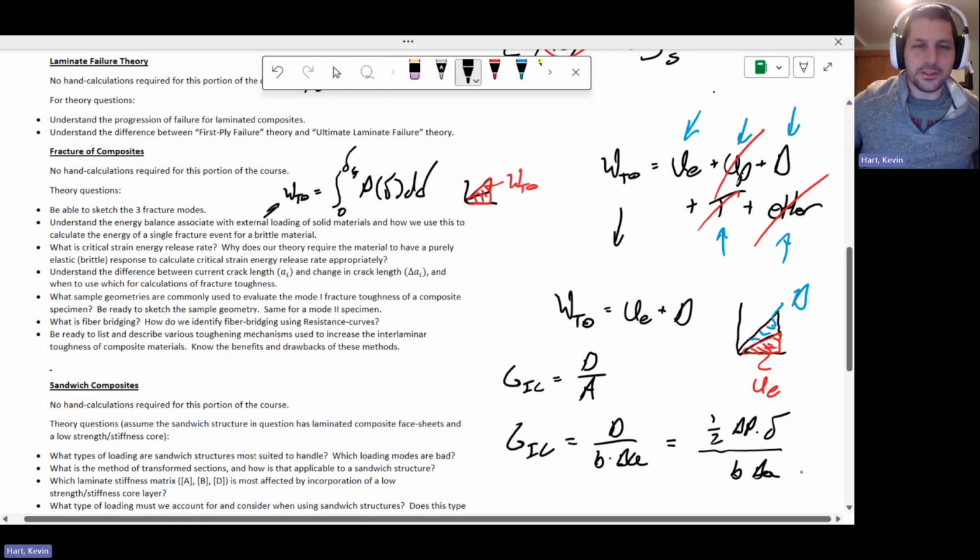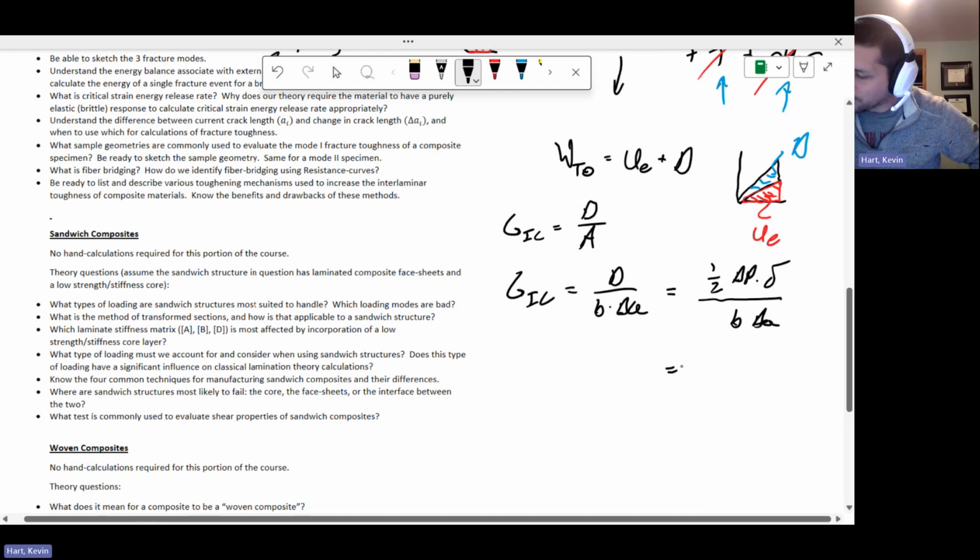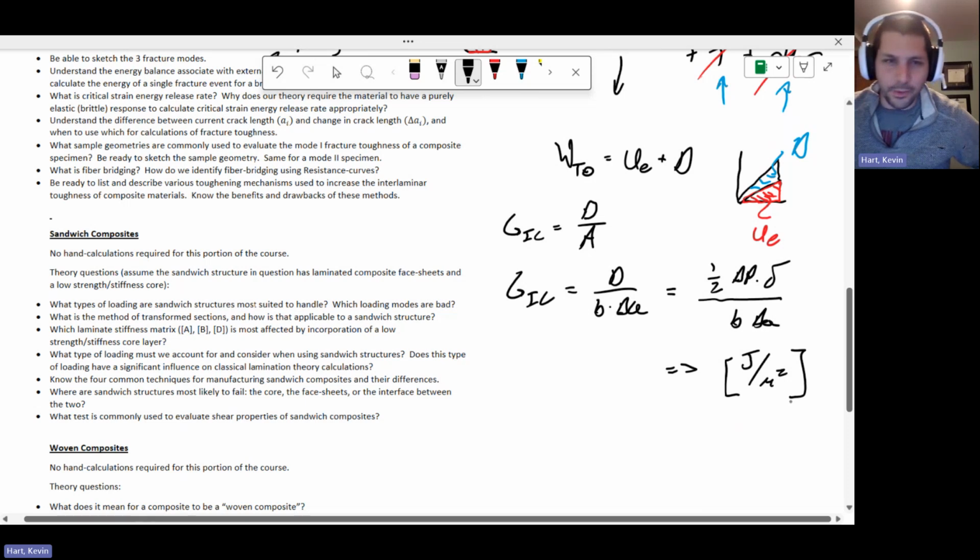Now, I said that there's no calculations required for this portion of the course, so we'll just leave it there. You did some calculations for homework, so that was cool. What's important to really know, though, is the units on this are going to be things like joules per meter squared. And so I think it's important for you to know the units of fracture.